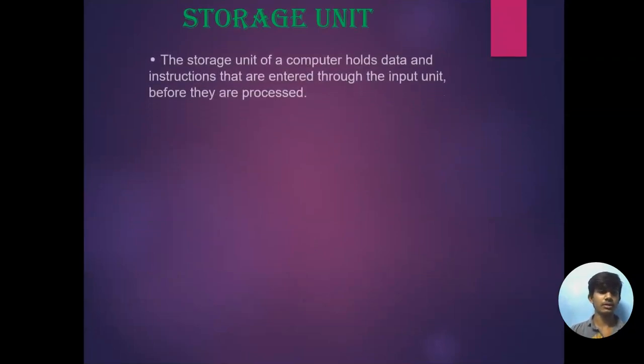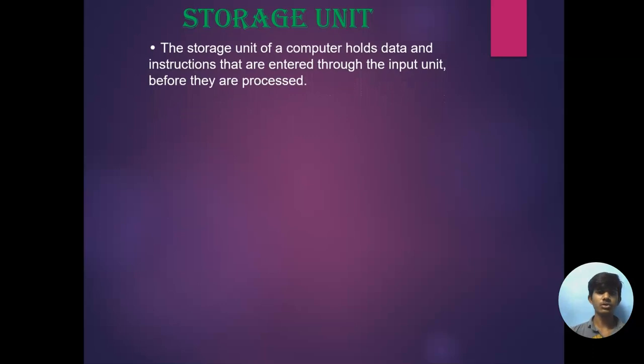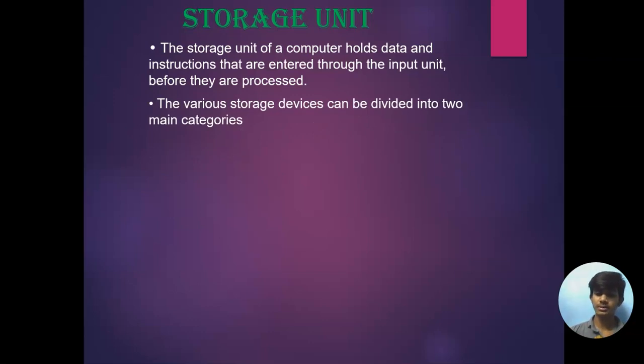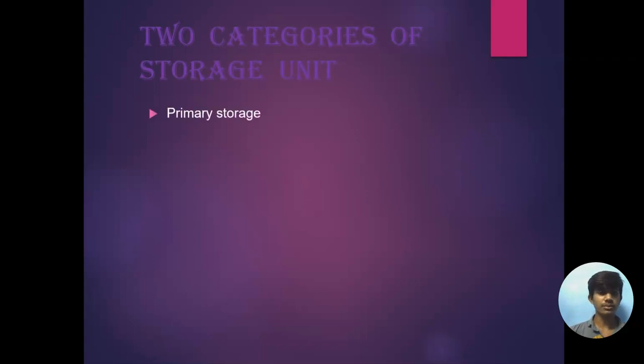Storage unit. The storage unit of a computer holds the data and instructions that are entered through the input unit before they are processed. What we give to the computer is unprocessed data, called raw facts. The various storage devices can be divided into two main categories: first one primary memory, and another one is secondary memory.